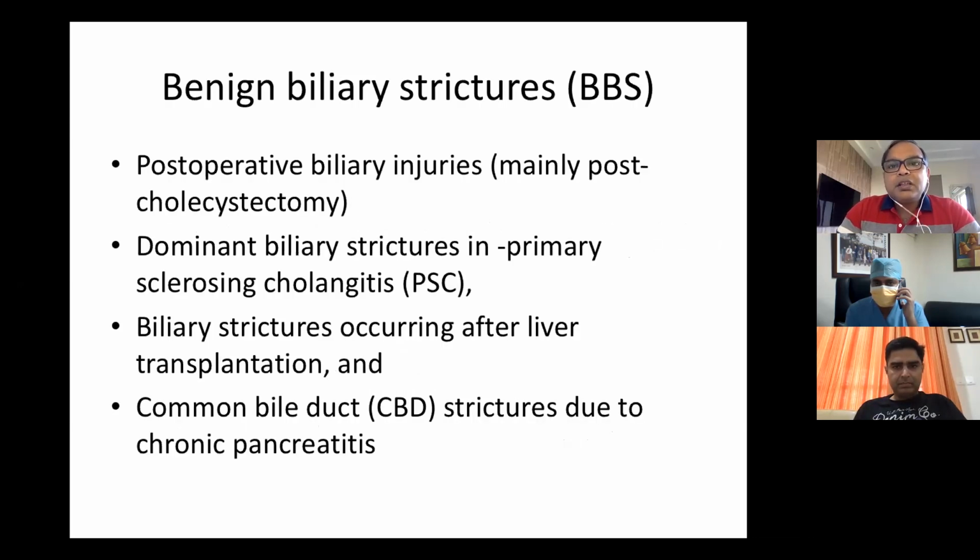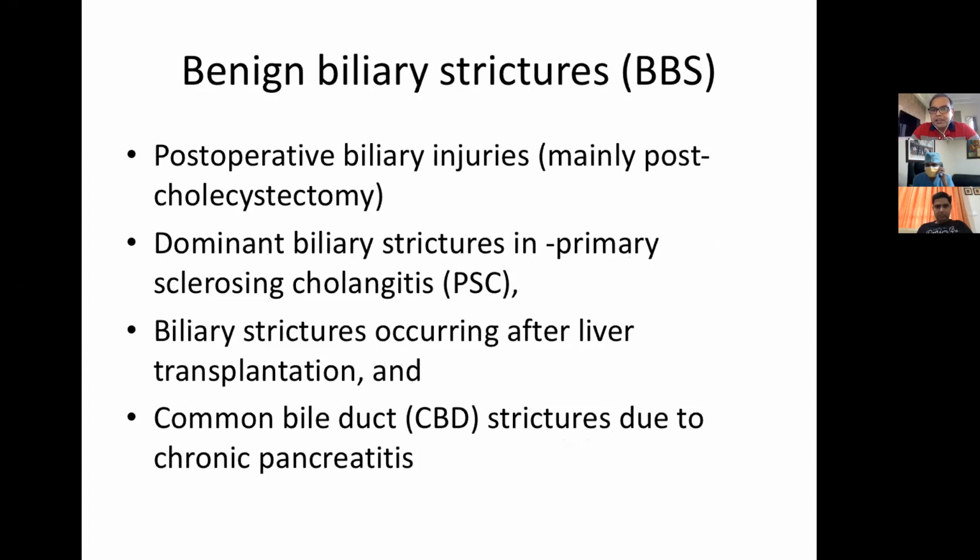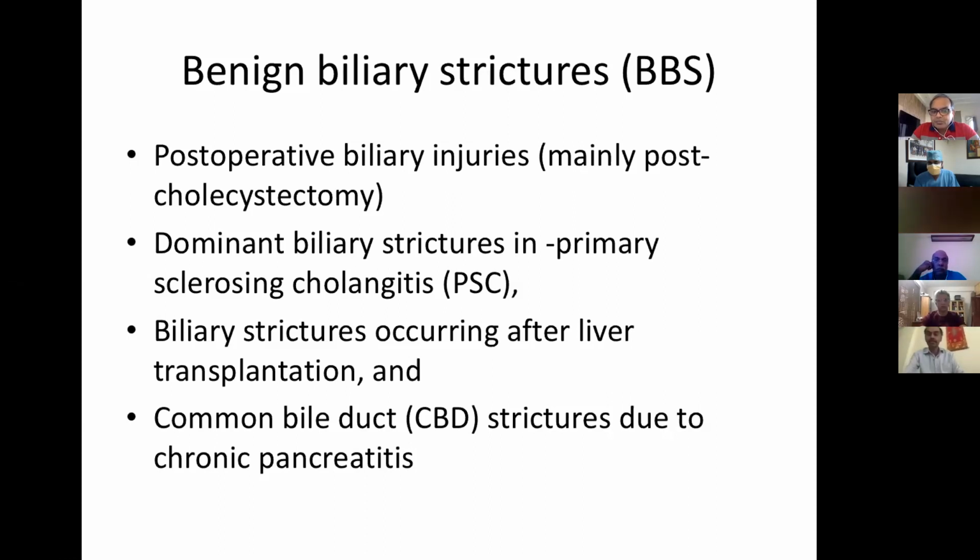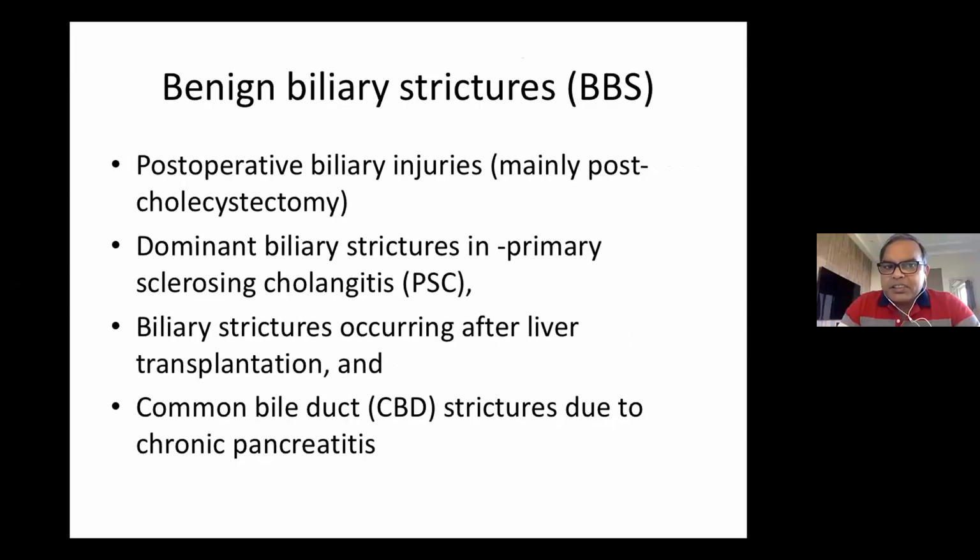So I'll start with the basics, to understand the basic pathophysiology. Benign strictures are most commonly post-operative biliary injuries, that is, post-cholecystectomy. That is the most common cause. Besides that, there are dominant biliary strictures in primary sclerosing cholangitis, and now that liver transplant is done very commonly in India also, the biliary strictures coming after that have drastically increased the number of cases of benign biliary strictures in the last 10 years. And also the common duct strictures due to chronic pancreatitis, in the lower end of the bile duct.